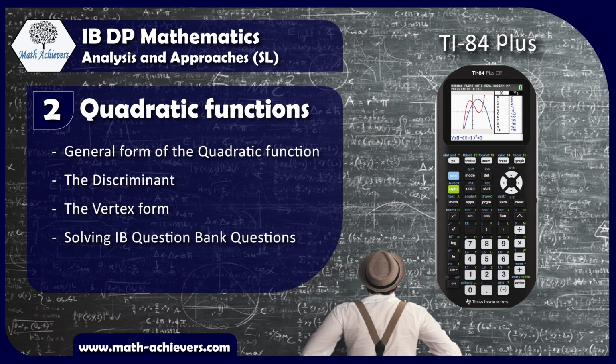The general form of any quadratic function or equation is f of x is equal to ax squared plus bx plus c, where a and b and c are constants to be found.